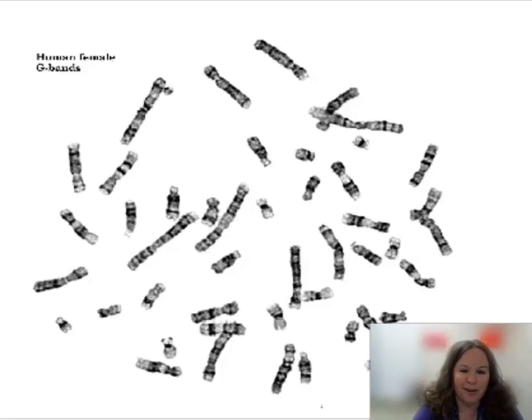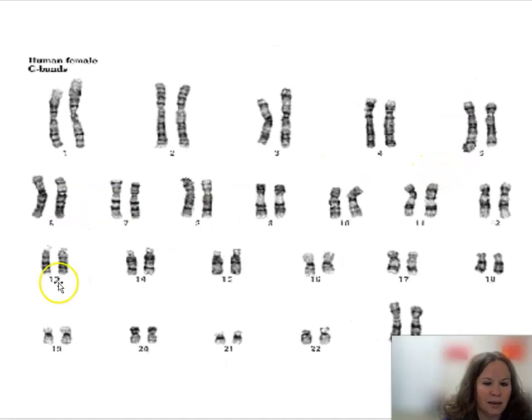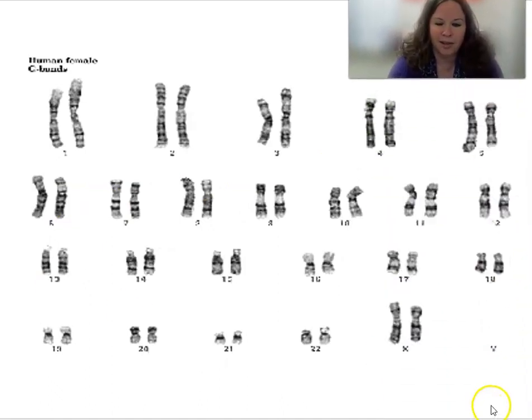So remember that our genotypes come from our genes, and our genes are found on our chromosomes. And our chromosomes look like this. And when we organize them better, they look like this. This is called a karyotype. This is a karyotype of a biological female.